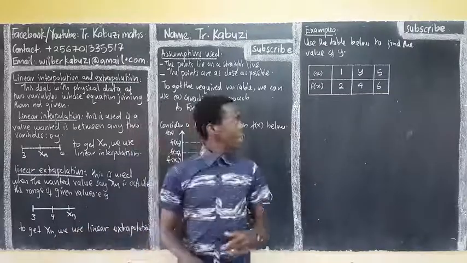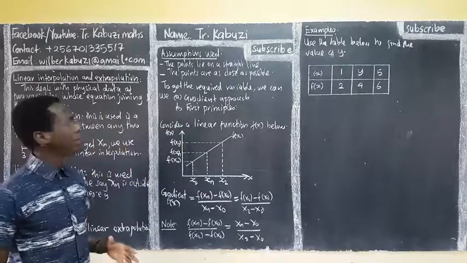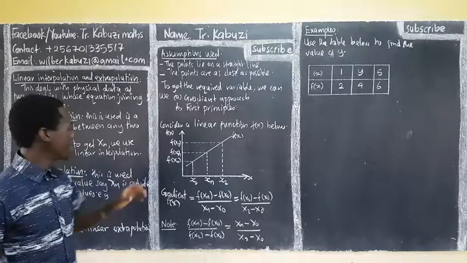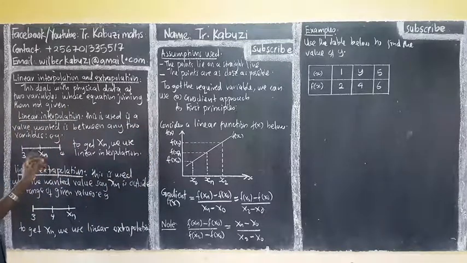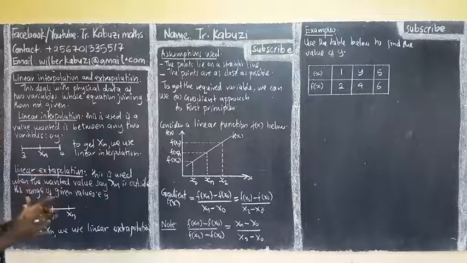Now, the assumptions used with the points: we assume that those points lie on a straight line. Then we assume also that these points are close to each other. They are very close, especially when we are dealing with extrapolation, they should be very, very close.